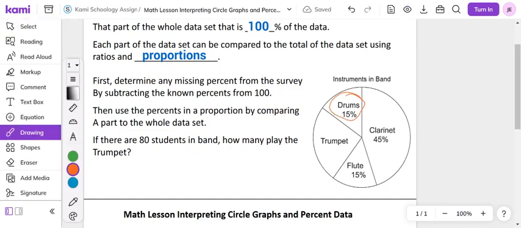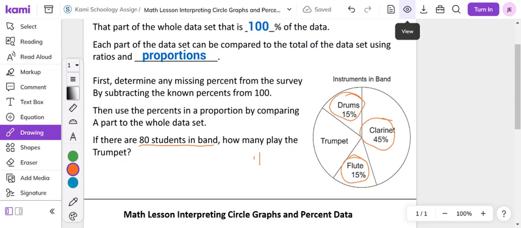We have drums, clarinets, and flutes. So what this percent is coming from is the data being collected. There are 80 students in the band, and how many of the students play the trumpet? Well, in order to find the percent for the trumpet, we're going to find what percent of the circle graph, what percent of the students are playing other things.